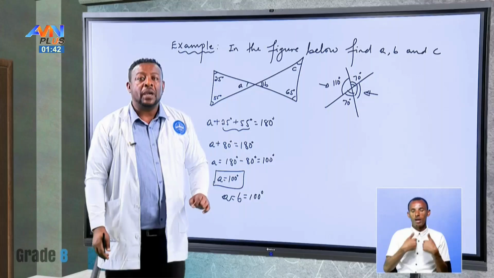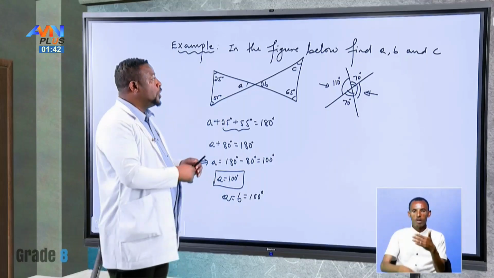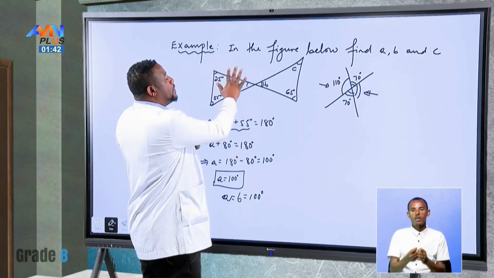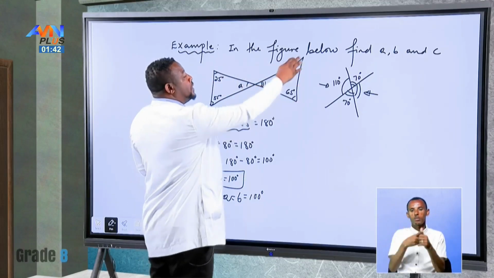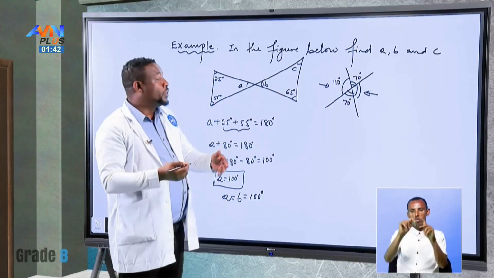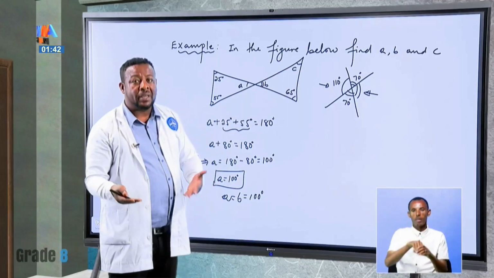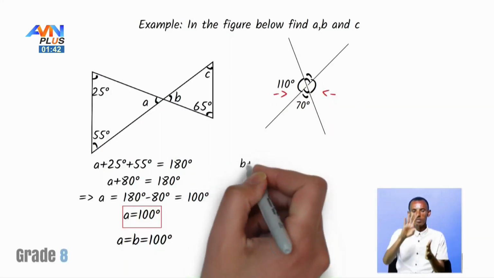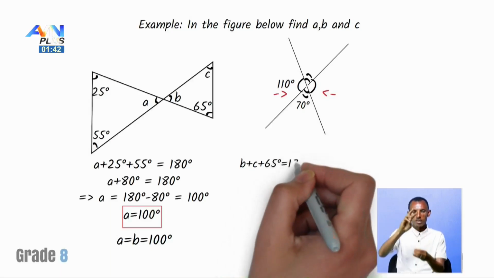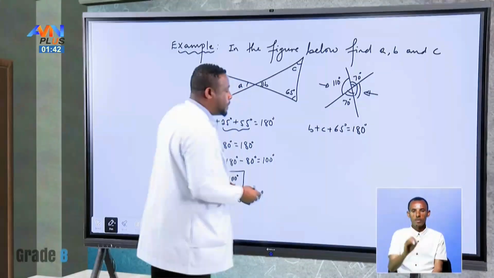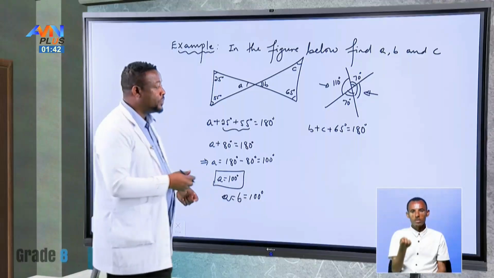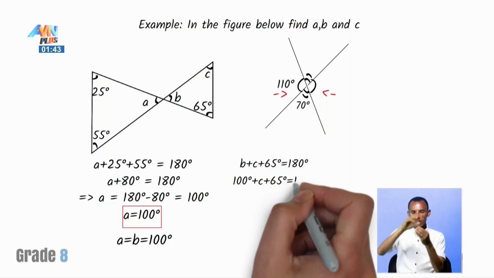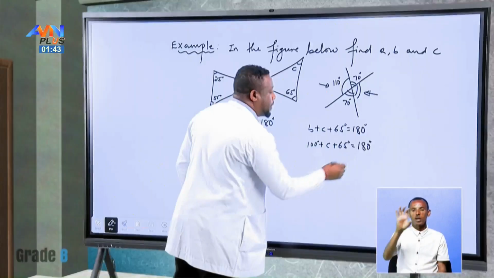C. To calculate the value of C, ignore the first triangle in the figure, forget this part, and consider only this part of the triangle. The sum of these interior angles must add up to 180 degrees. That means B plus C plus 65 is 180 degrees, but B is already known, B is 100, so 100 degrees plus C plus 65 degrees is equal to 180 degrees.